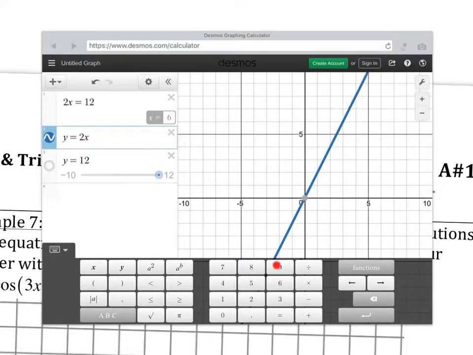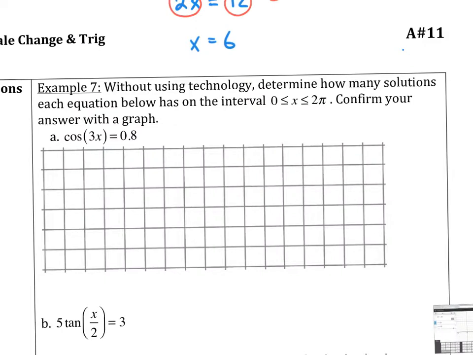X is 6. Well, what's y? Y is the output right there. Y is 12 already. So we know that essentially each half can be represented as a function, and we're just trying to see where those two intersect.